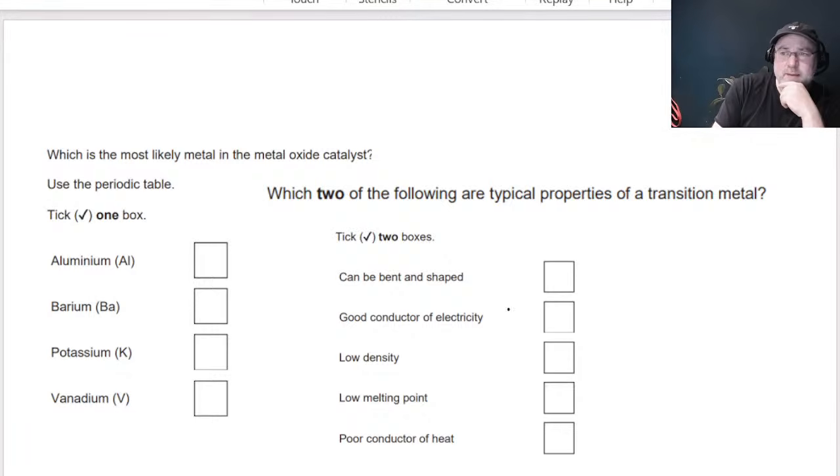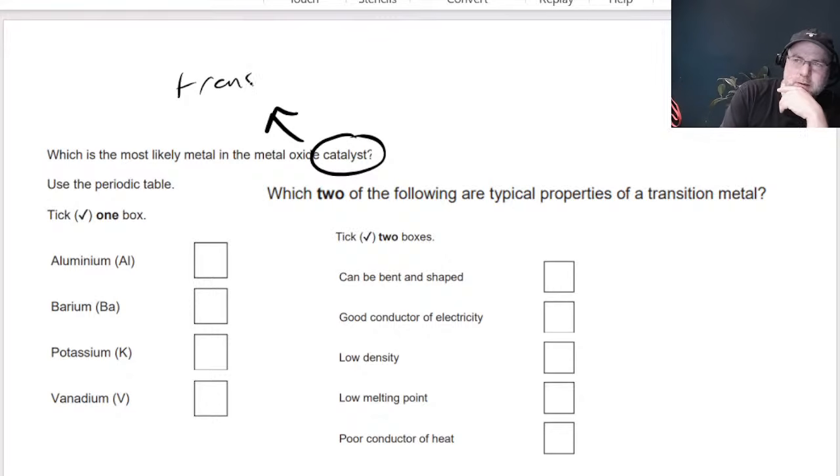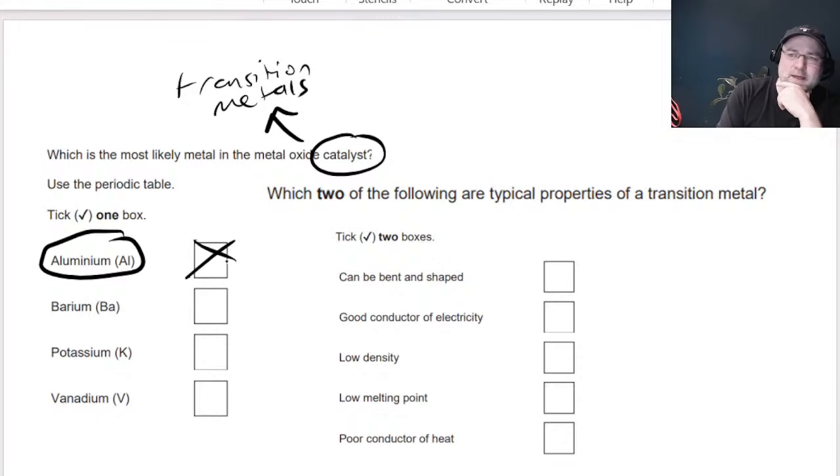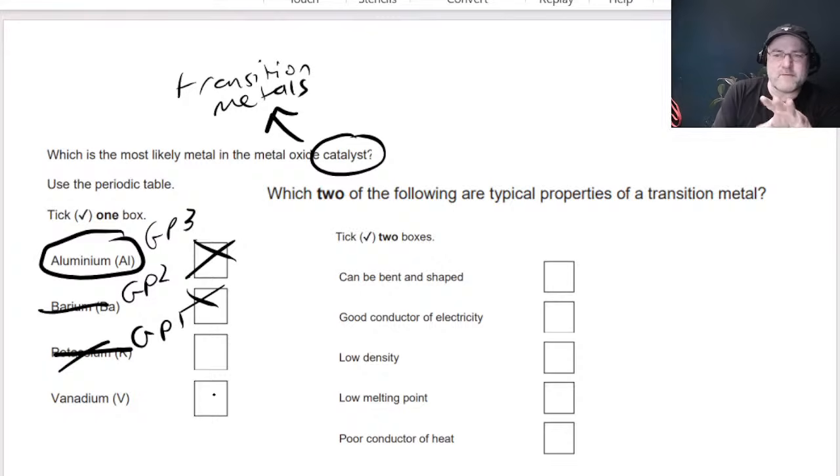Which is the most likely metal in a catalyst? All they're asking you to do here is realize, oh my gosh, come on. Catalysts are transition metals. If you're a triple student, you need to know that. Aluminium is in group 3. Barium, I think that's group 2. Potassium is group 1. Vanadium is going to be our answer here, because vanadium is in the middle block of the periodic table.